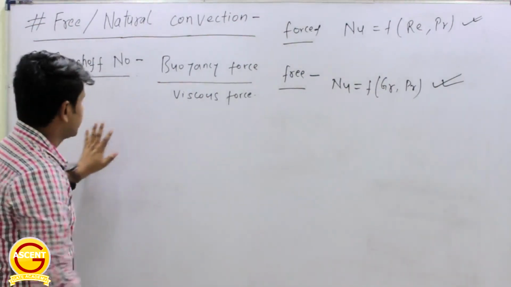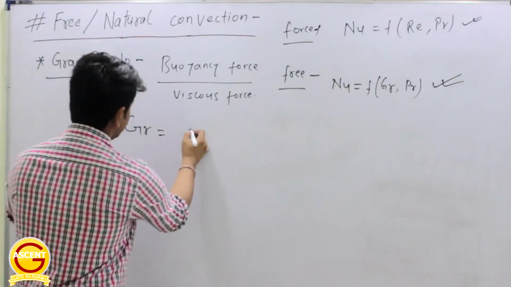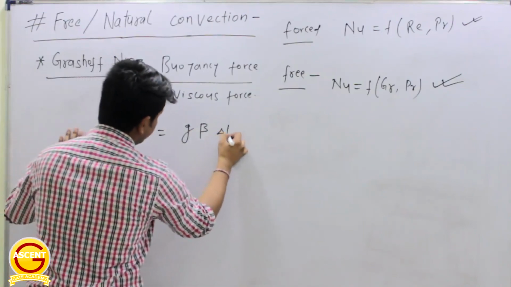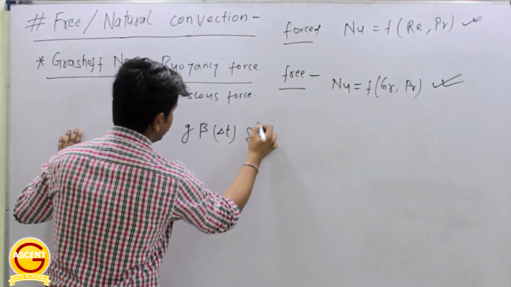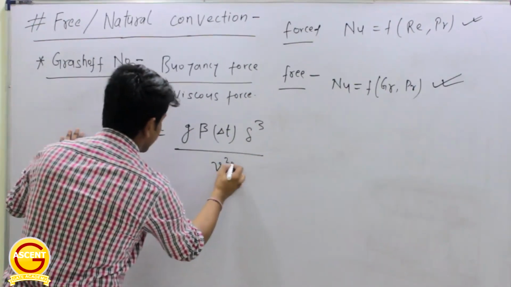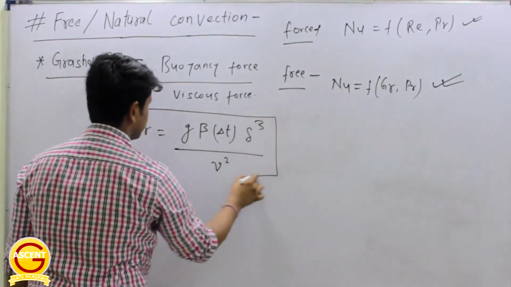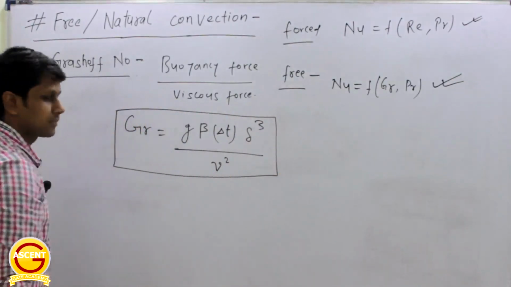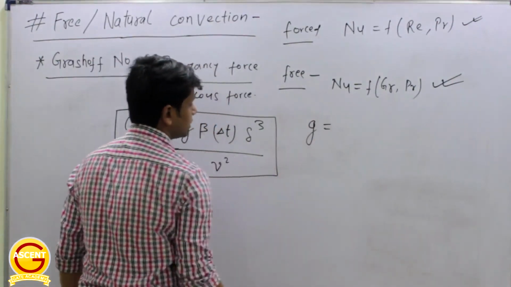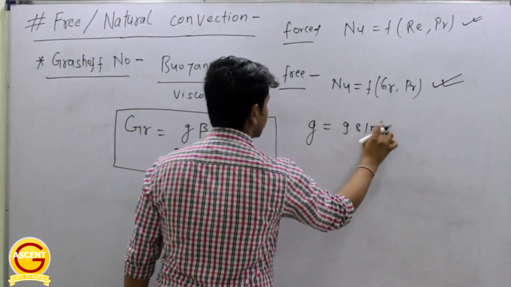And the equation of the Grashof number is given by g into beta into delta T multiplied by delta cubed, divided by nu squared. Okay, so this is the equation of the Grashof number and you should remember this. In this equation, g is nothing but the acceleration due to gravity. The value is 9.81 meter per second squared.